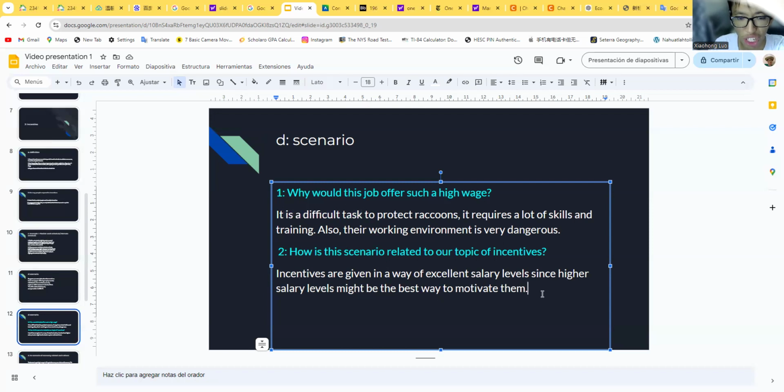and I think it's unfair for them to get paid a low salary, or very little, to work in that dangerous environment and in a difficult position or job. So that's why I said giving a high salary might be the best way to keep them working.